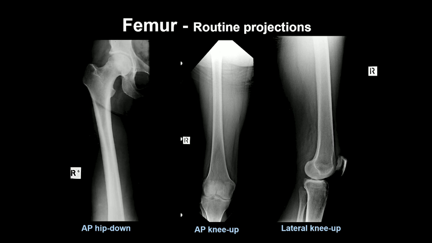So it's not always possible when you do x-rays of the femur to include both the hip and the knee on the same projection. So sometimes you need to do an AP view with the hip down and one with the knee up. And then normally you decide on the lateral view which one would be best shown, if there's any fractures or pathology. So here we have the lateral knee up.